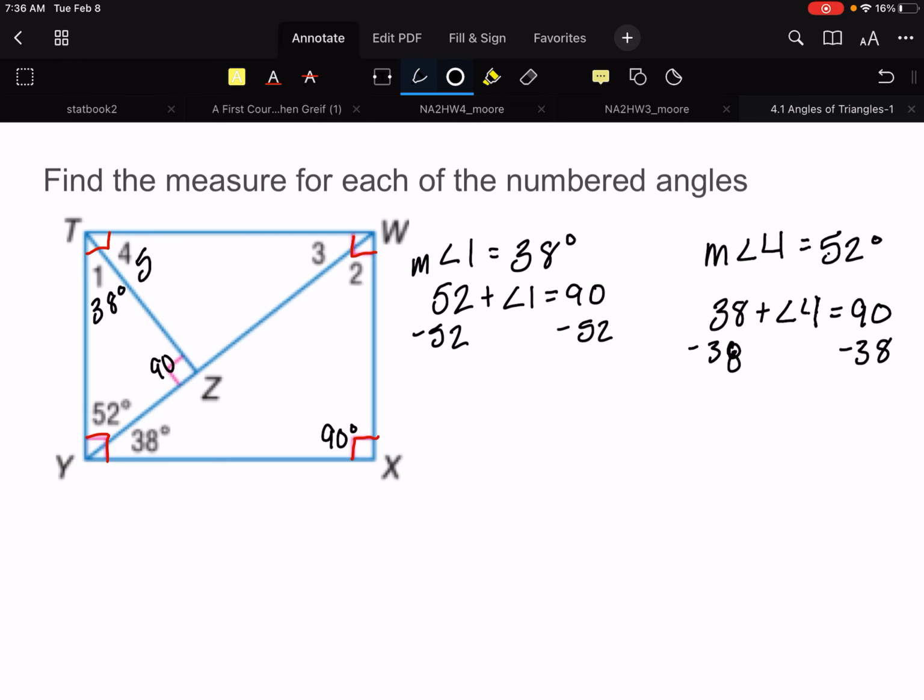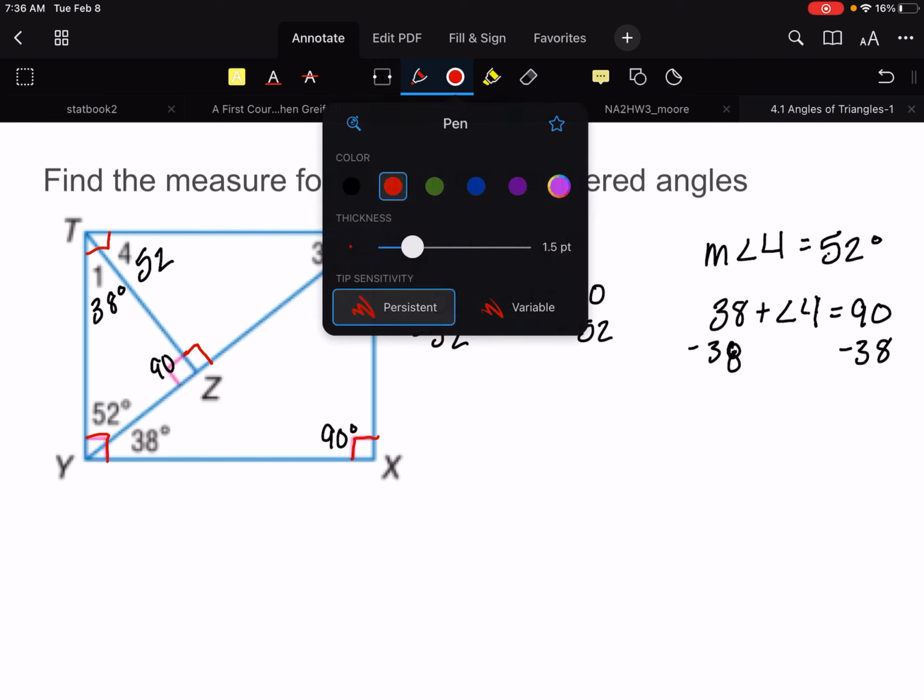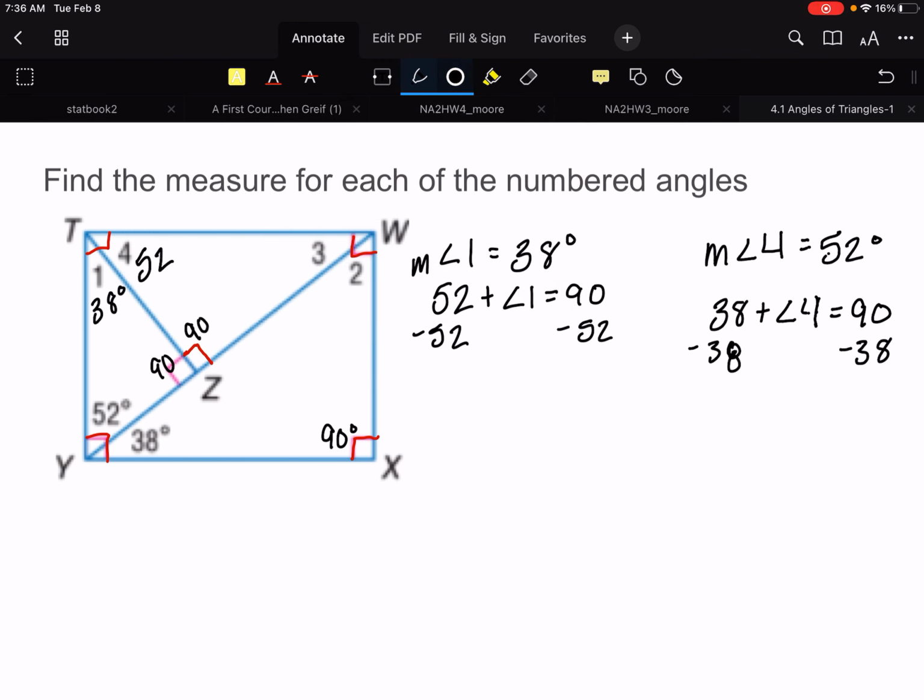All right. Since I have a line that means that has to be equal to 180, which means this other side is also going to be equal to 90. So I can now solve for angle 3. So the measure of angle 3 should be 52 plus angle 3 equals 90. Subtract off that 52, which means that angle 3 should be 38.